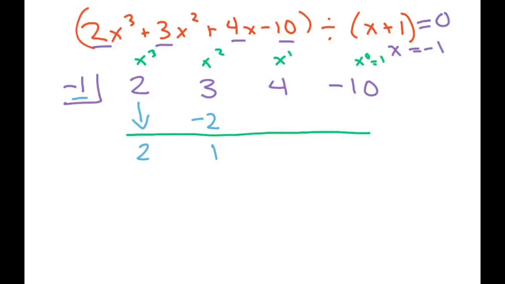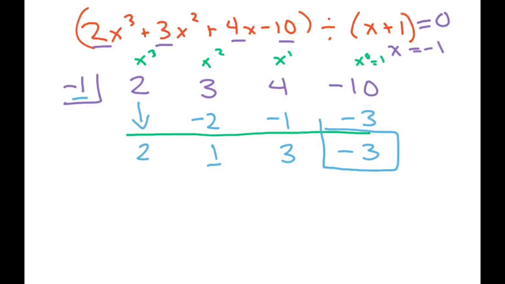Now multiply these two again, you get -1. Put it there and you combine: 4 minus 1 is 3. Then you multiply the -1 times 3, you get -3. Then you combine, and that's -13. This last piece, and I always put a box there, is your remainder.